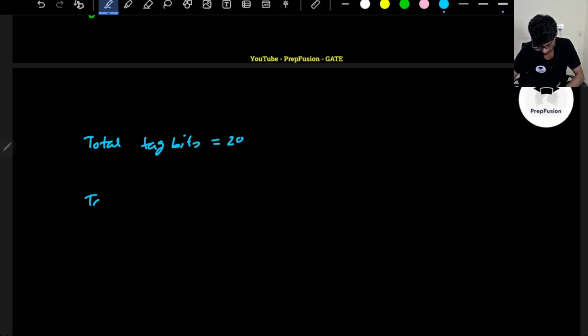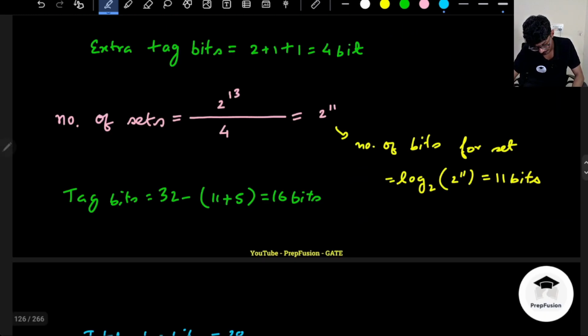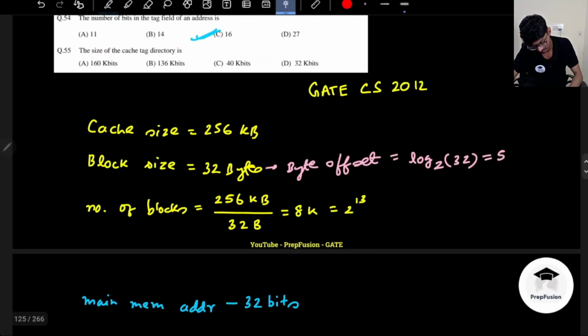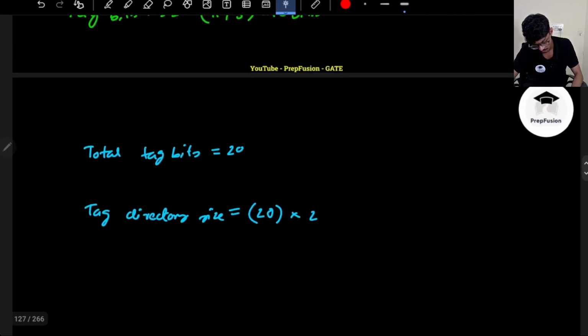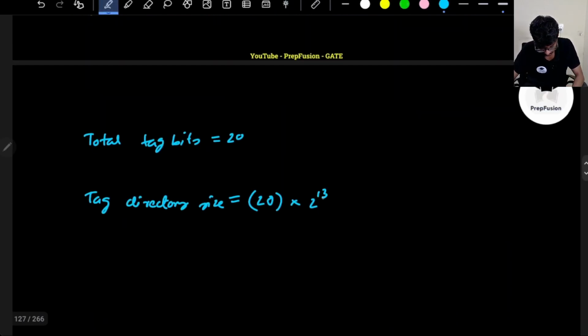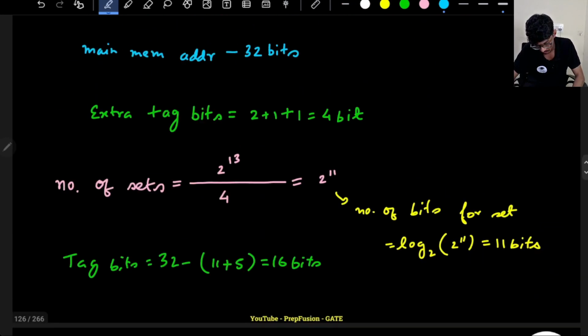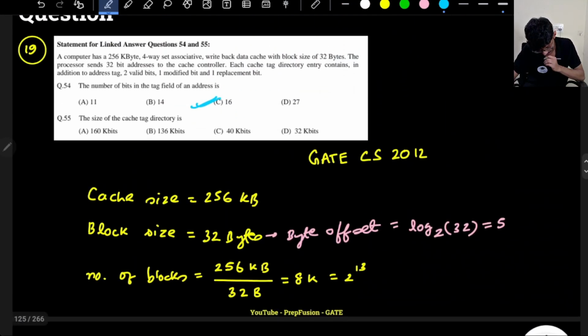Now, the tag directory size. What will be the tag directory size? It will be 20 bits into 2 raised to power, how many cache blocks do I have? The number of cache blocks is 2 raised to power 13. So it will be 20 into 2 raised to power 13. If I convert this into kilobytes, it will be 20 kilobytes. This will be the cache directory size.